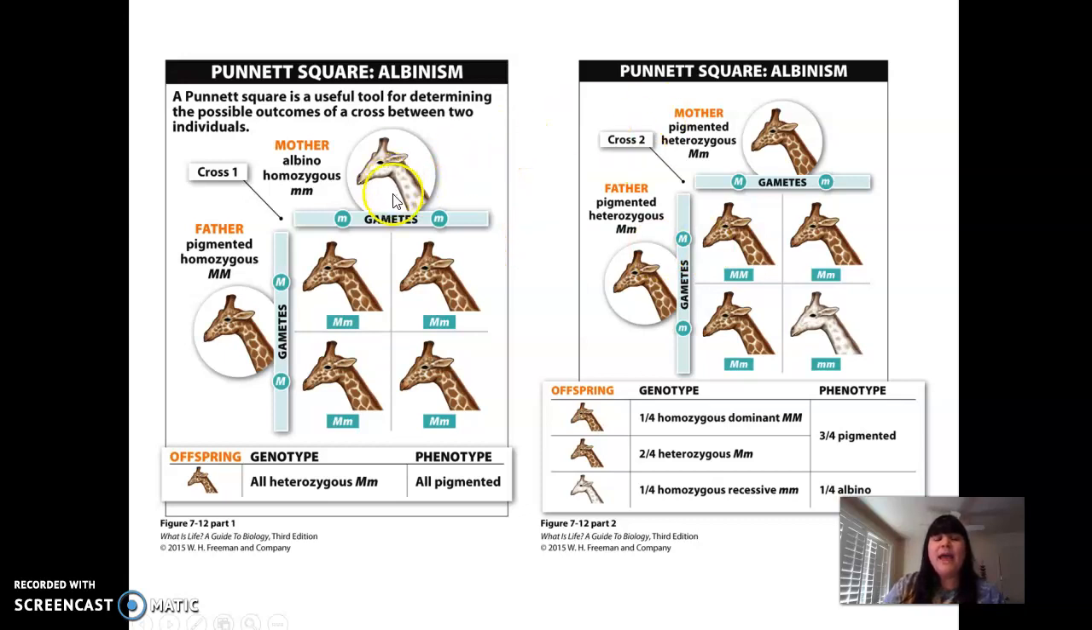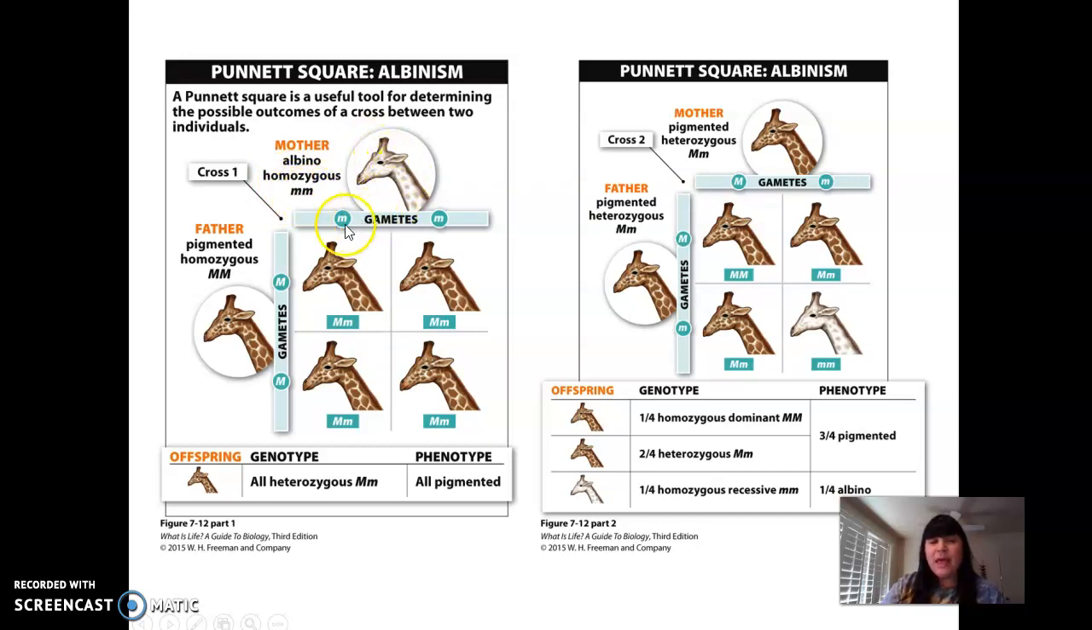And what it answers is, if we know one parent, and if we know the other parent, what's the likelihood of the babies being this or being that? So it says a Punnett square is a useful tool for determining the possible outcomes of crosses between two individuals. So let's say the father's pigmented, meaning he has color, and let's say he's homozygous dominant. Homo means the same, so it has two of the dominant genes. And let's say mother's an albino. Albino, she doesn't have pigment, and she's homozygous recessive. Homo, the same genes, but recessive, so lowercase.